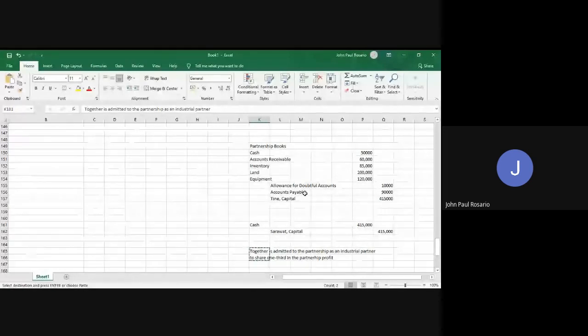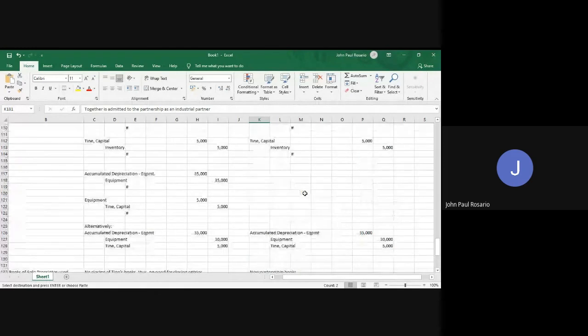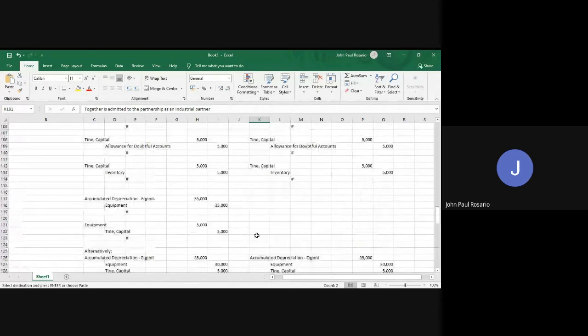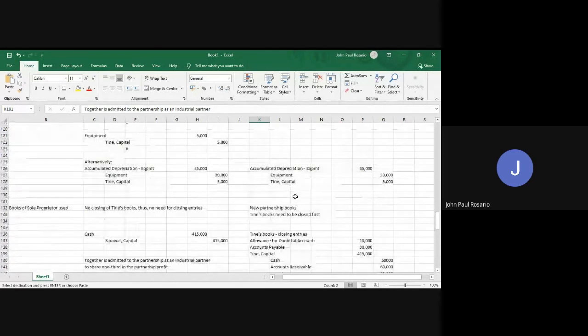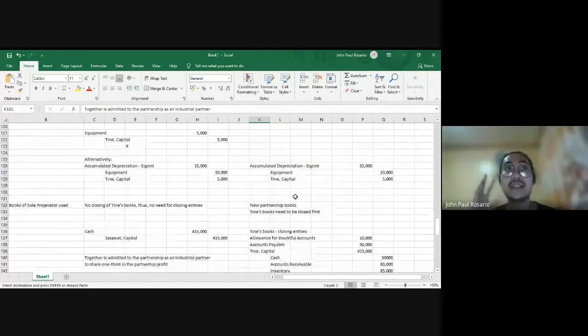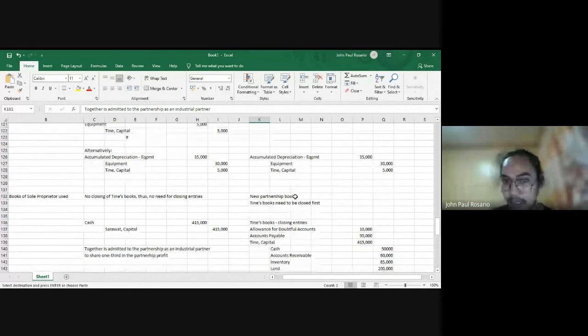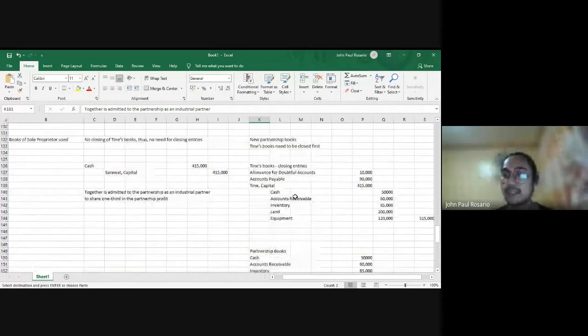Okay? So, what if Tyne's books are the ones used, and Sarawat's would be closed? So, the adjusting entries will be recorded in the books of Tyne and the books of Sarawat, in both cases. But for Tyne's books, no closing entries will be recorded. In Sarawat's books there are closing entries. And then, there is no recording of Tyne's investment, but there is a recording of Sarawat's investment.